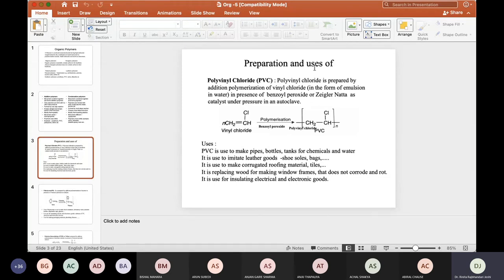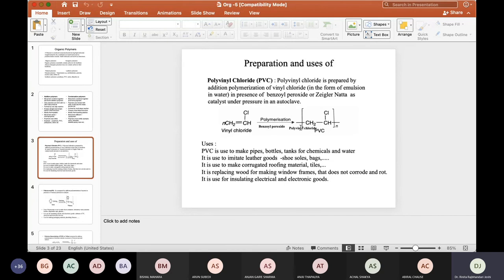So in the case of preparation and uses of PVC, polyvinyl chloride: what is understood by polyvinyl chloride? It is a polymer of vinyl chloride. What is vinyl chloride? In ethene, one hydrogen less is known as the vinyl group, and when that hydrogen is substituted by Cl, it is known as vinyl chloride. Polyvinyl chloride is prepared by addition polymerization of vinyl chloride in the form of an emulsion in water in the presence of benzoyl peroxide or Ziegler-Natta catalyst under pressure in an autoclave.